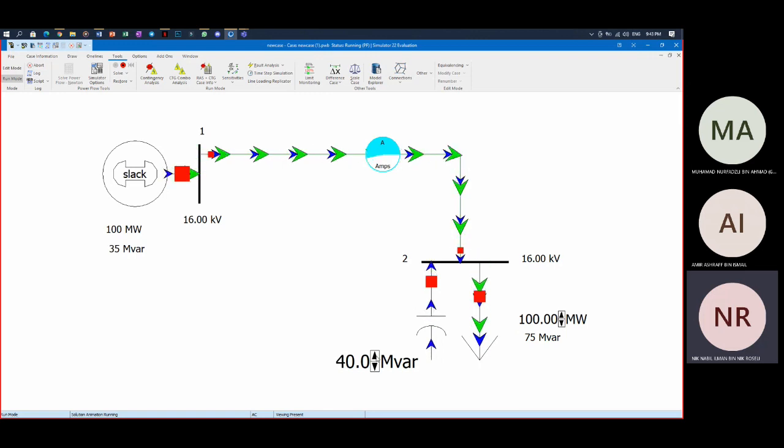And if I increase to 60.0 megavar, you can see the value of reactive power is quite small compared to the real power, and also we can see the reactive power flows in the switch shunt. That's all for my simulation. Thank you.